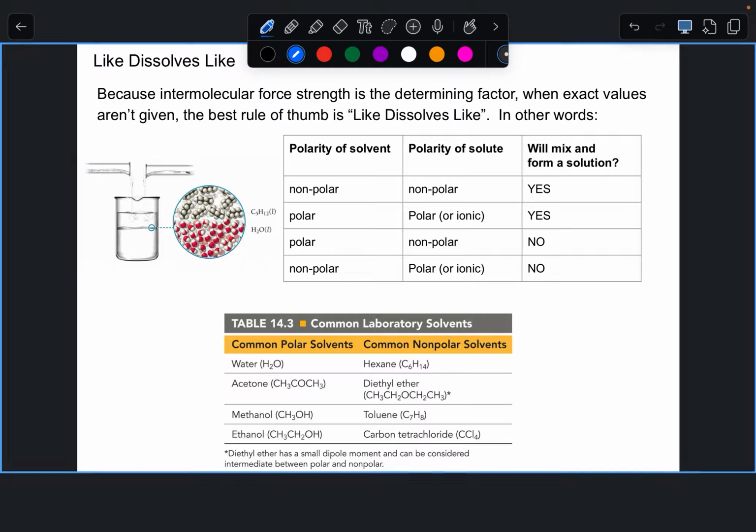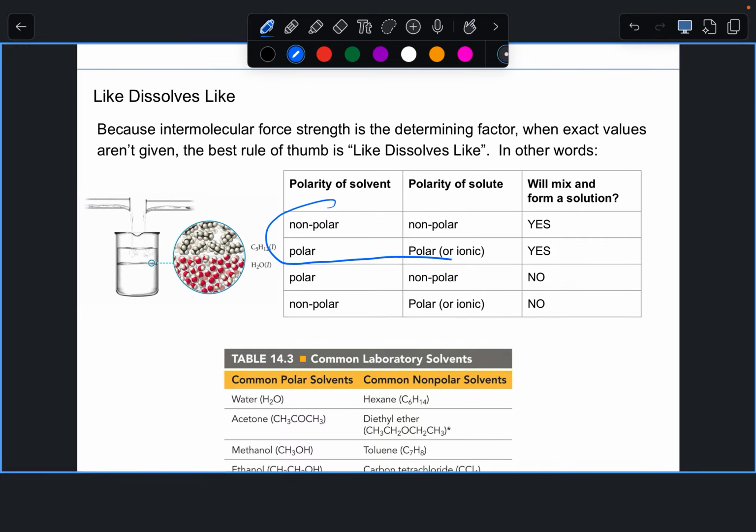So the easy way, and the way we're going to rely on from now on, is called like dissolves like. And really, you just have to look at the polarity, and things that have similar polarity tend to dissolve in each other, and things that don't have similar polarity won't. Okay? So the first two: if they're both nonpolar, both meaning solvent and solute, or if they're both polar, then we would say that they will dissolve in each other.